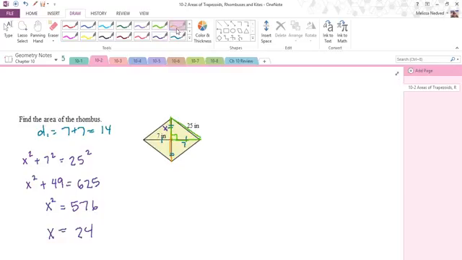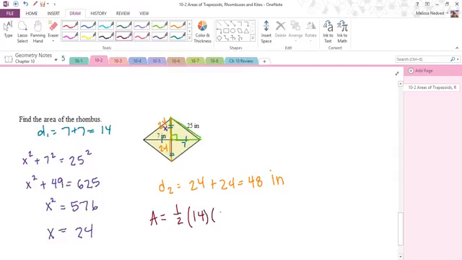So we're getting there. We're getting closer to being done. What we just found is that x here is 24. So diagonal 2 then, which would be from the top to the bottom, would be 24 plus 24, or times 2. Diagonal 2 then has a length of 48 inches. So our last step, go ahead and plug in D1 and D2 for your area. Area equals 1/2 times diagonal 1, which is 14, times diagonal 2, which is 48. 1/2 times 14 times 48 is 336 square inches.